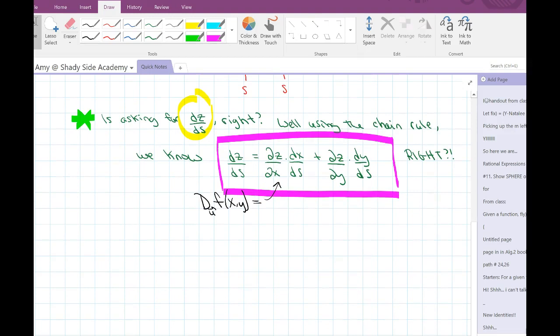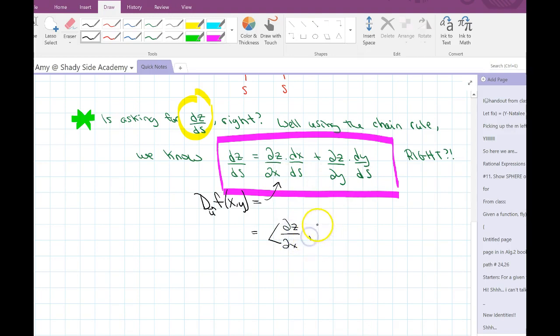I'm going to say, you know what? Let's express this sum over here with vectors. I'm going to say dz by ds, which is the directional derivative of f in the direction of u, is the same thing as doing this. I can express that sum as a dot product of two vectors.